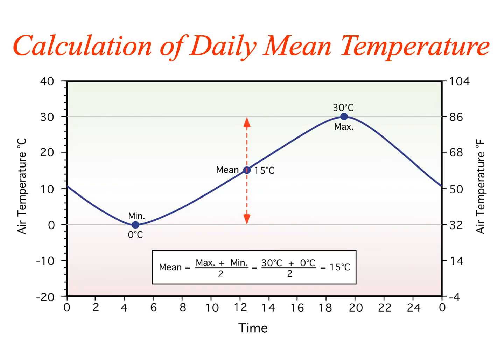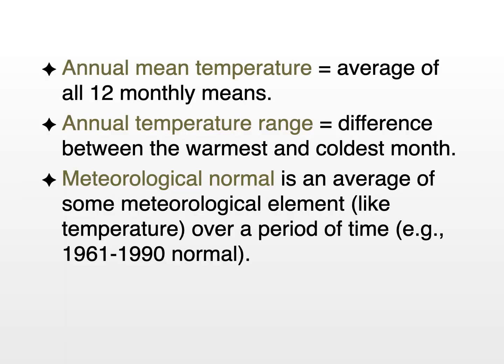So here this graphic illustrates the concept of mean temperature. So if we had a maximum of 30 and a minimum of 0, 30 plus 0 divided by 2 equals a mean temperature of 15. We can also figure out from this the daily temperature range, which would be 30 minus 0 or 30 degrees. Annual mean temperature is the average of all 12 monthly means. Annual temperature range is the difference between the warmest and the coldest month.